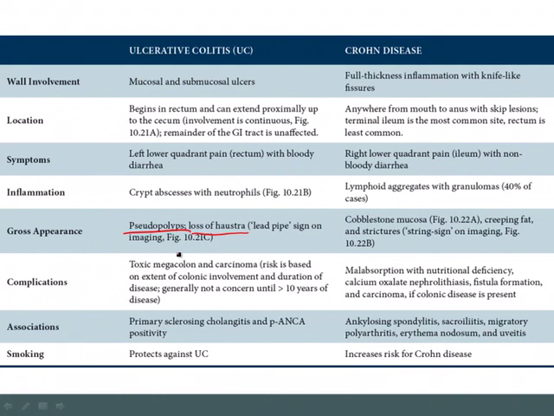Now, what are the complications? Well, one of the complications is something called toxic megacolon. This is where you get massive dilation of the colon, and the patients start to appear toxic, where they are febrile, etc. And of course, the complication of toxic megacolon is risk of rupture.